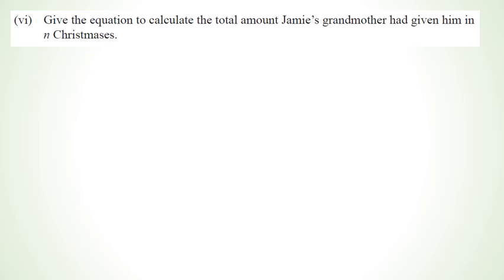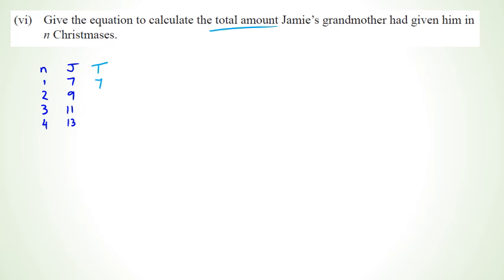Okay, so for this question, they're asking, give the equation to calculate the total amount Jamie's grandmother had given him in N Christmases. All right, so what they're actually asking you is, you know how you had N as 1, 2, 3, 4, and this is how much Jamie actually received, which was 7 on that first Christmas, then he got 9, then he got 11, and then he got $13, right? But what they're actually asking you in this question is, give an equation, not for this one, they're asking you for the total amount Jamie's grandmother had given him over N Christmases. So if you look at the total, after the first year, he has $7.